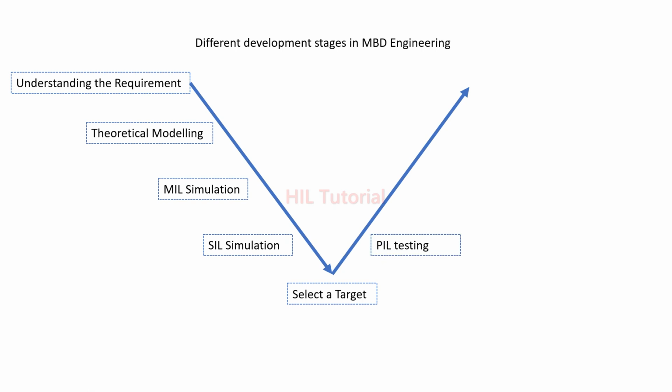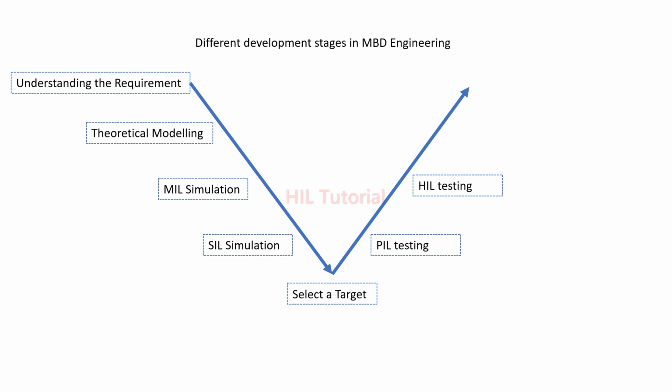The first validation process is PIL testing. That means whatever code you have generated, you will dump into a target, and you will check the functionality of the dumped code without involving any physical plant or real-time simulator. This is called processor in the loop testing, but nowadays very few companies are using this method. Directly they are jumping to hardware in the loop testing.